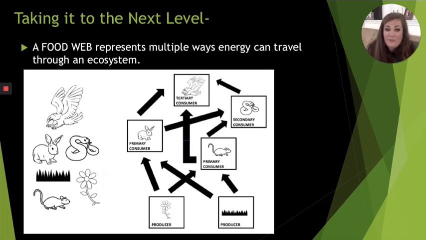And then you only have one choice left, and you can double check your work by thinking to yourself, is it reasonable that your eagle would eat the snake, also the rabbit, also the mouse? And if that's true, then your food web is correct.